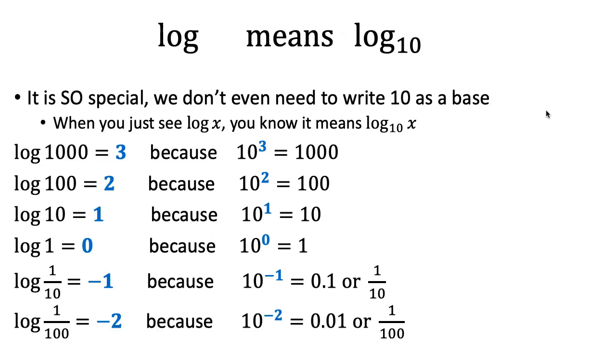Well, it's so special as a base, we don't even write 10 as a base. If you don't see a base for a logarithm, then the base is 10. So notice this just says log of 1,000. It's understood that the base is 10. There are two numbers that are very, very special for bases. One of them is 10, and believe it or not, another one is about 2.71828. We'll discuss that at a later time.